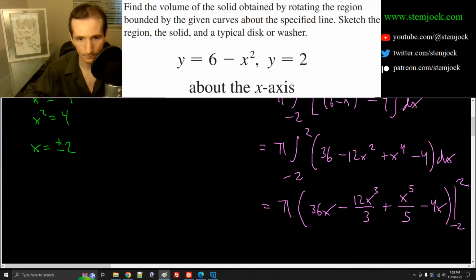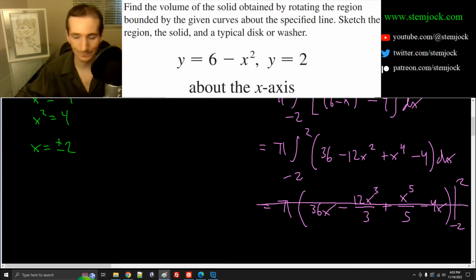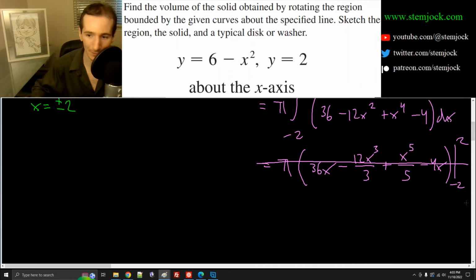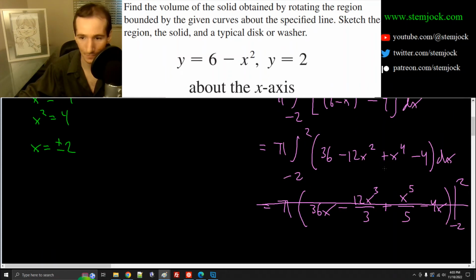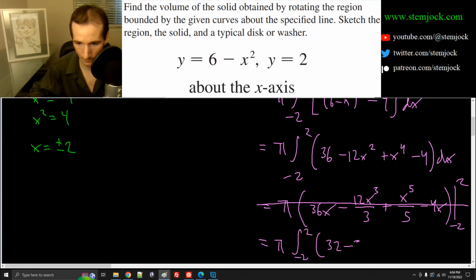You know what? Let me just redo that. So I'm going to simplify. Plugging in negative 2 and 2 would be a lot of work. So first of all, I'm going to write this as pi, integral from negative 2 to 2, of 32 minus 12x squared plus x to the fourth dx.